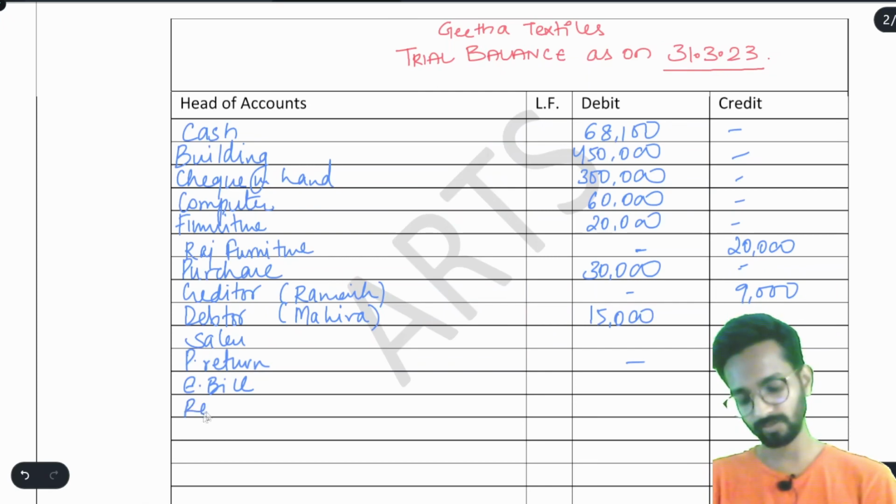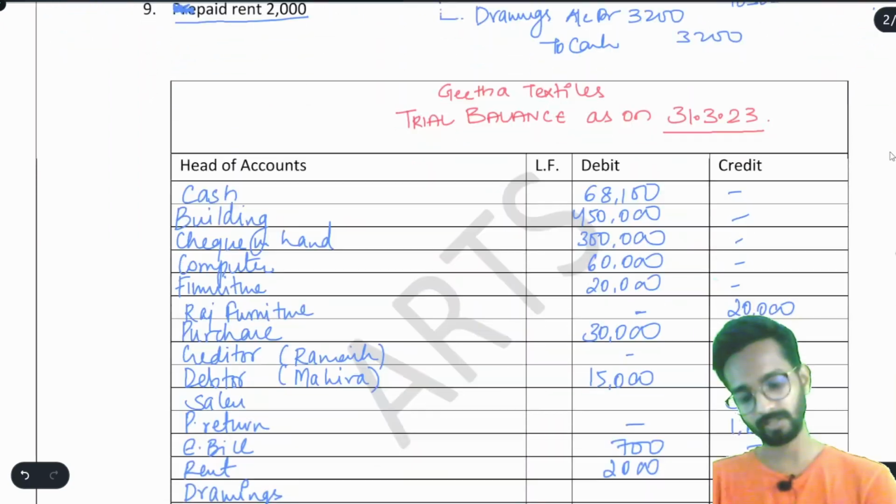Simple. Purchase return, then electricity bill. After that, rent will also come. Electricity bill is how much? 700 expense, debit side. Rent will also come. Rent and drawings are there. So I will write rent and drawings. Rent was how much? 2,000. And drawings was, we can just look here, 3,200.